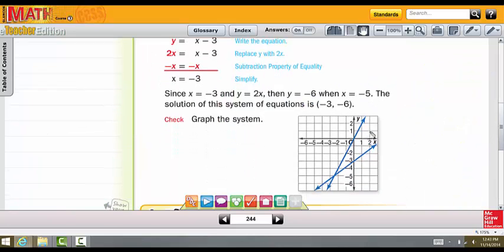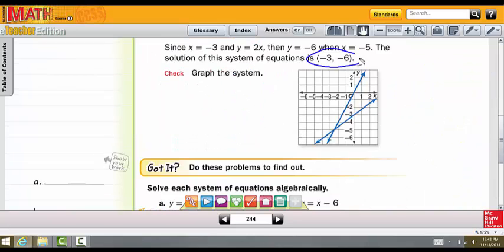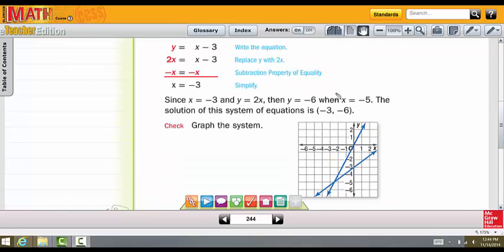Let's take a look down here, and that's exactly what we get. So that's exactly what we get right here. Now we could also graph those two equations. We can graph this by looking at the two equations. We had y equals x minus 3. We also had y equals 2x.